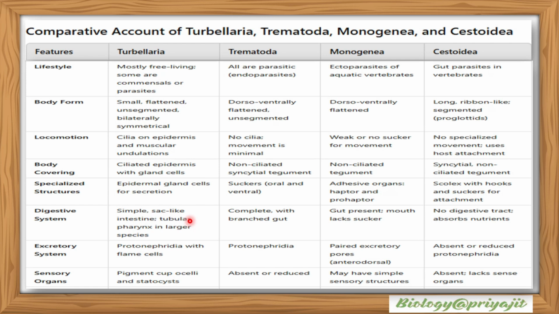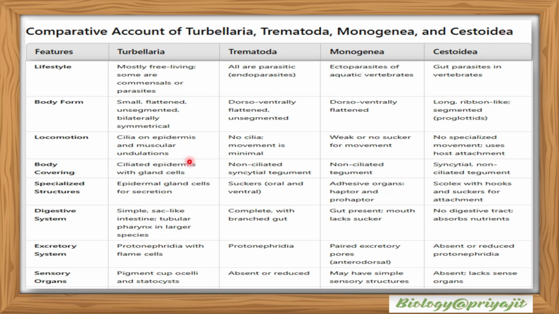Digestive system. In Turbellaria, it is a simple sac-like intestine, with a tubular pharynx in larger species. Trematoda, complete with a branched gut. Monogenea, gut present, mouth lacks sucker. Cestoda, there is no digestive tract, it absorbs nutrients. Excretory system. Turbellaria has protonephridia with flame cells, and Trematoda also has protonephridia. Monogenea have paired excretory pores located anterodorsally. In Cestoda, protonephridia are absent or reduced.